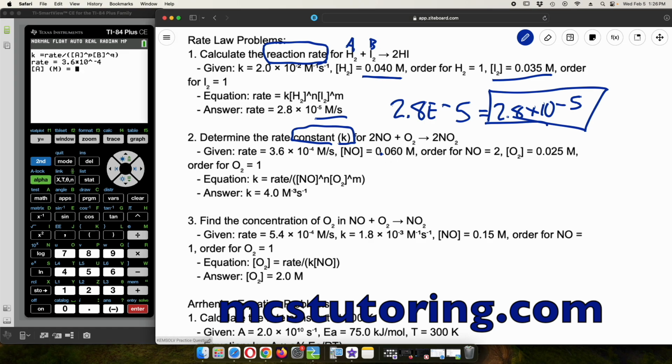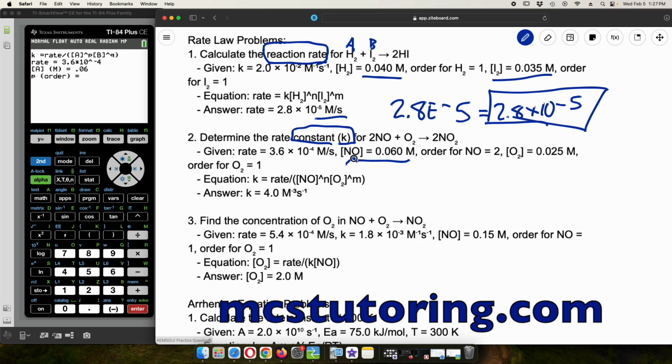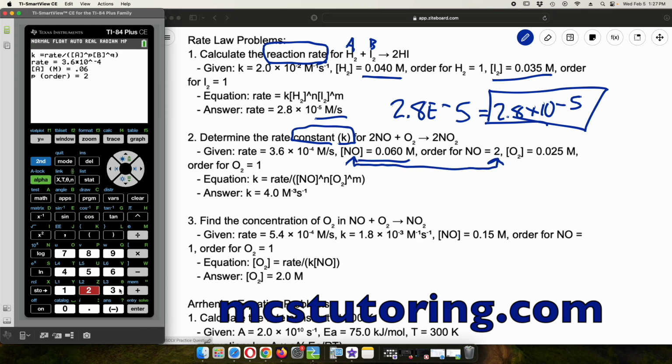The molarity for the first thing is 0.06. And then the order for that, now make sure, okay, we've got the molarity for NO, and the order for NO is 2. Okay, so this is one case where it's not always 1. And the molarity for the second thing is 0.025, that's for the O2. And then the Q, the order for that, is 1.